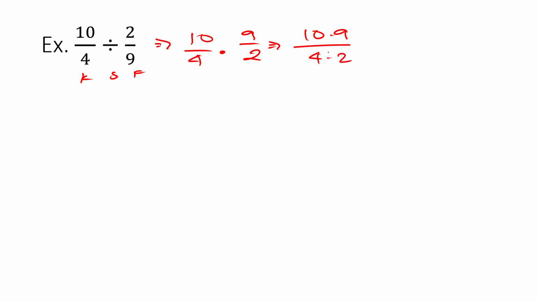So let's start with something. So you can either divide 10 and 4 with 2, or you can divide 10 by 2 with 2. So for me, I like to divide 10 and 2 with 2. So let's try it. 2 divided by 2 is 1, and 10 divided by 2 is 5. Now you simply multiply across. 5 times 9 is 45, and 4 times 1 is 4. So your final answer is 45 over 4.